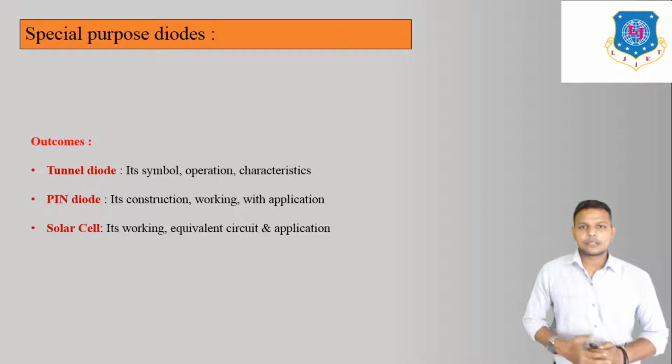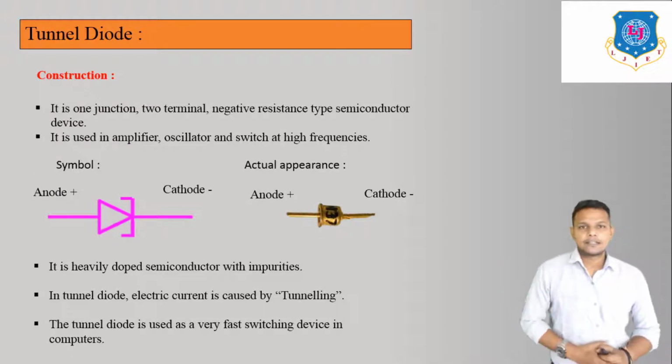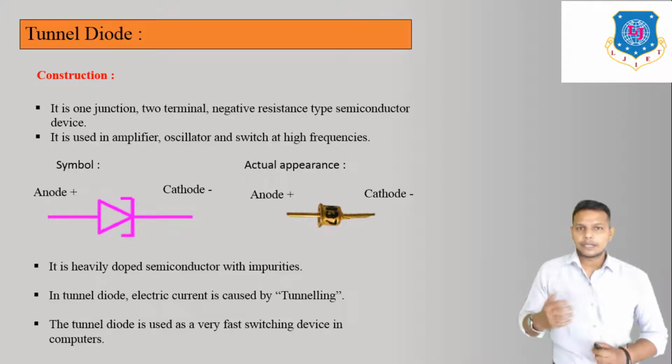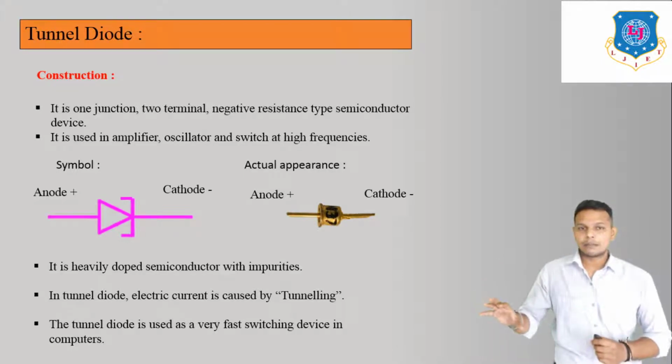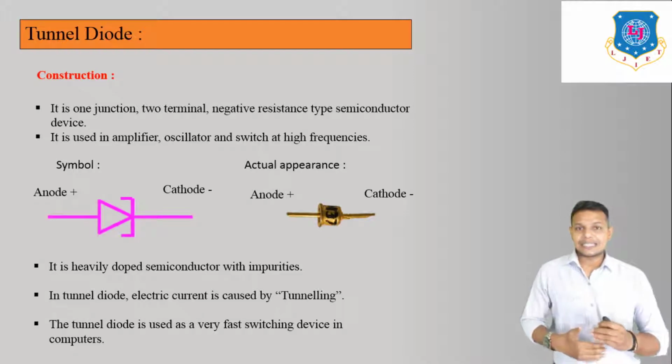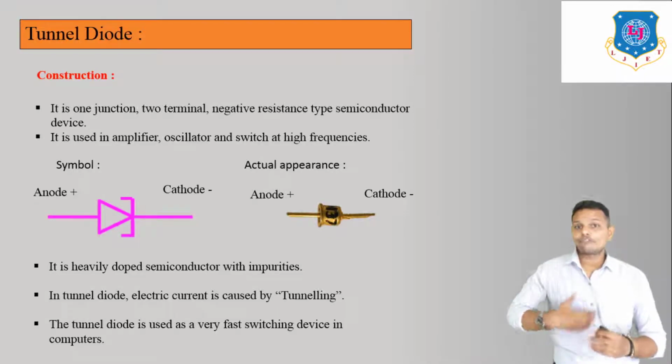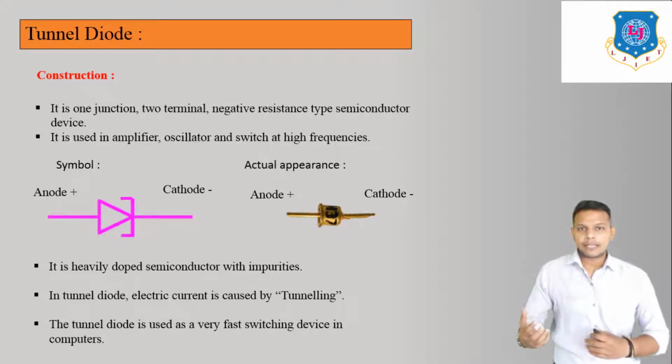Now let us start with number 1, special purpose diode, the tunnel diode. First we are going to discuss about its construction. It is a one junction, two terminal negative resistance type semiconductor device. It is basically a semiconductor device, but with changes in the level of impurities, it becomes a special purpose diode. It is used in amplifier, oscillator and switch at high frequency.